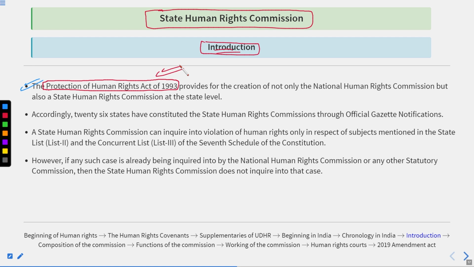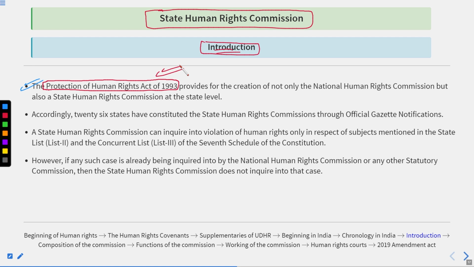All right, so that is one need. Like there was no dedicated organization looking after human rights. That is only the one need. Apart from this, there was also one more reason.